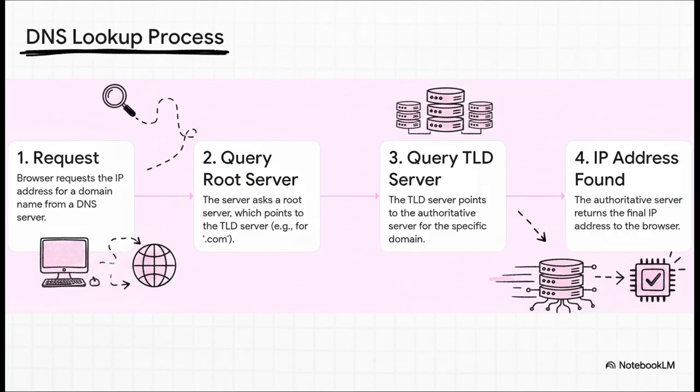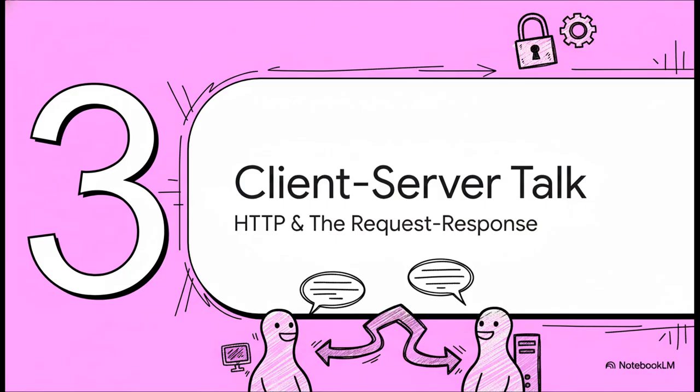Your browser first asks a local DNS server, hey, you know where this is? If it doesn't, it asks a root server, which points it to the right server for, say, .com. That server then points it to the specific server for Google.com, which finally gives back the correct IP address. And this whole scavenger hunt, it all happens in milliseconds. It's unbelievably fast. Okay, so your browser now has the server's address.